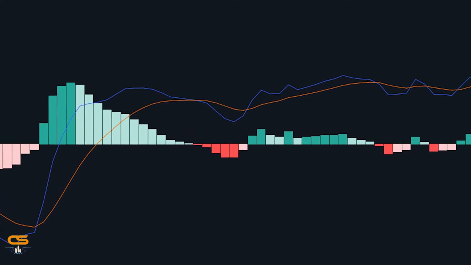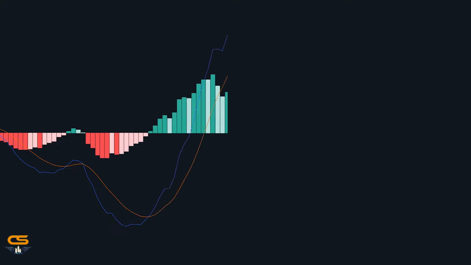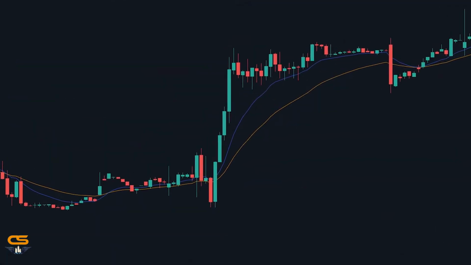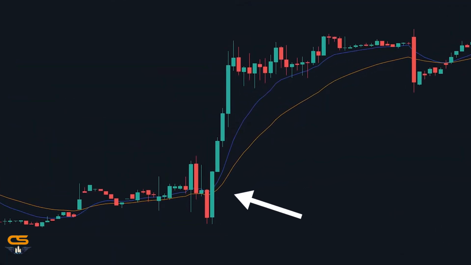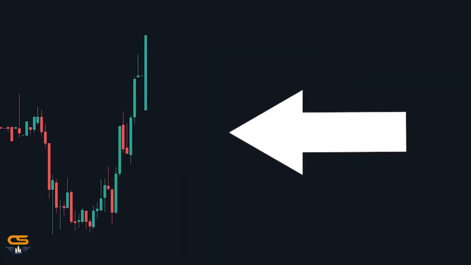The first strategy is probably one of the most common ways to use the MACD. The strategy is pretty simple. You buy when the MACD line crosses above the signal line, in other words when the histogram turns green, and then you're gonna sell when the MACD line crosses below the signal line, or when the histogram turns red. The logic behind this is you're essentially buying when the short-term average is higher than the long-term average, meaning there's a short-term momentum heading upwards.